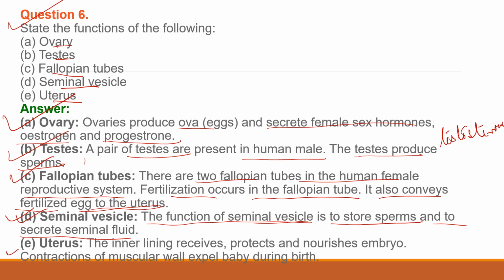Next comes uterus. The inner lining receives, protects and nourishes the embryo because the embryo is getting implanted or embedded in the uterus lining. So the function is to protect the embryo, and the inner lining is receiving the embryo, protecting it, and contractions of the muscular wall help during the childbirth or during parturition or during the delivery of the baby. So is it clear till now, all of you?